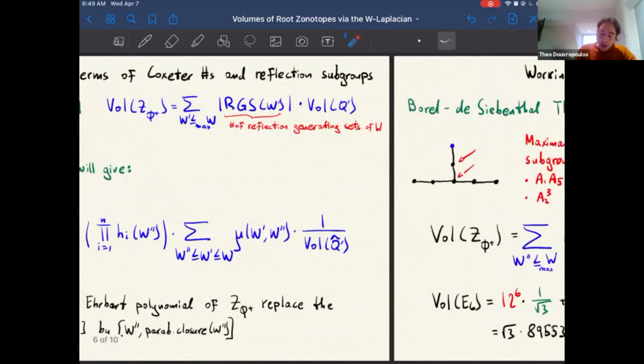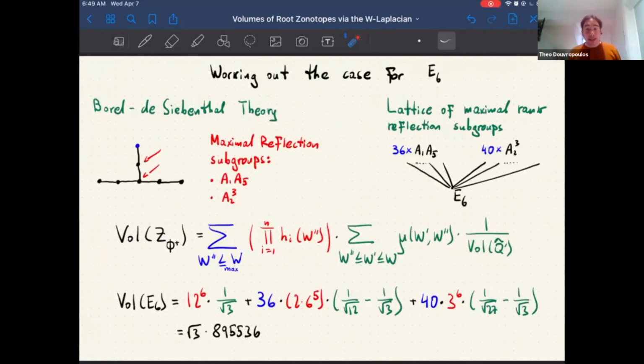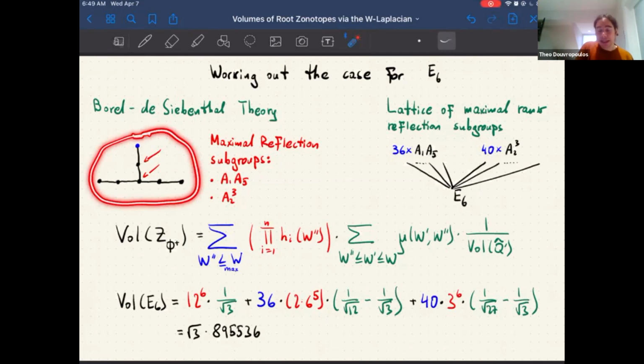Okay, as an advertisement of the fact that this is an easy to compute formula, I'm going to cheat a little bit, but I'm going to do the calculation for E6. How do you produce maximal rank reflection subgroups? It's a very nice theory by Borel and de Siebenthal, and they tell you that if you start with the Dynkin diagram for your root system, and then you add the longest root and you get the extended one, then from the extended Dynkin diagram, just remove any single point that you want, and what you're going to get is a maximal rank reflection subgroup.